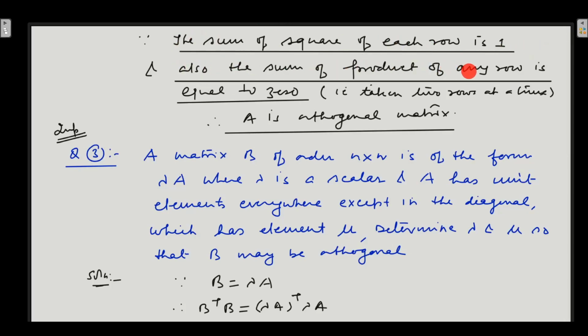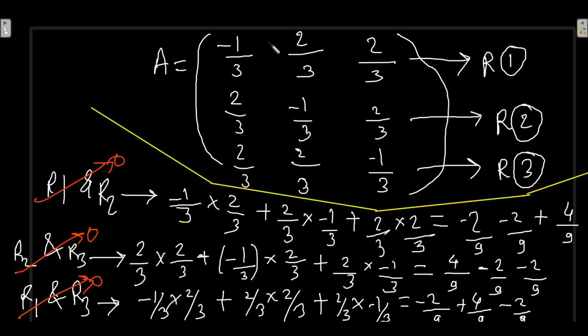And also the sum of the product of any two rows is equal to 0. The sum of the product of corresponding elements of any two rows is equal to 0, that is, two rows taken at a time. So what is the second property that an orthogonal matrix must satisfy? This multiplied by this plus this multiplied by this plus this multiplied by this should be equal to 0. When you take the corresponding elements and their products and add them, it should come out to be equal to 0.